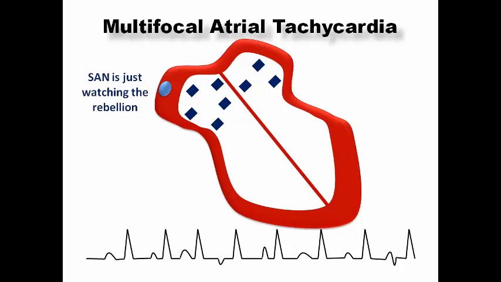And here is the SA node, which is well functioning, but because of this chaos, it is just watching this rebellion inside the atrium. So in this pattern, we have multiple foci firing in the atrium, but they fire in a synchronized way, such that each one fires one time followed by the other one.